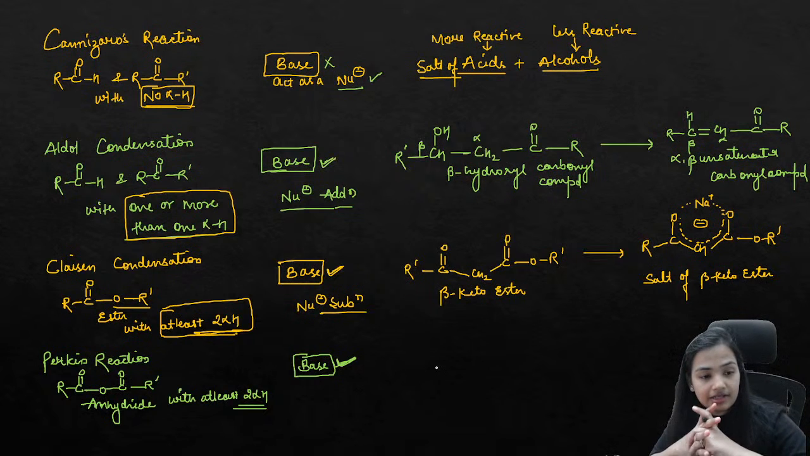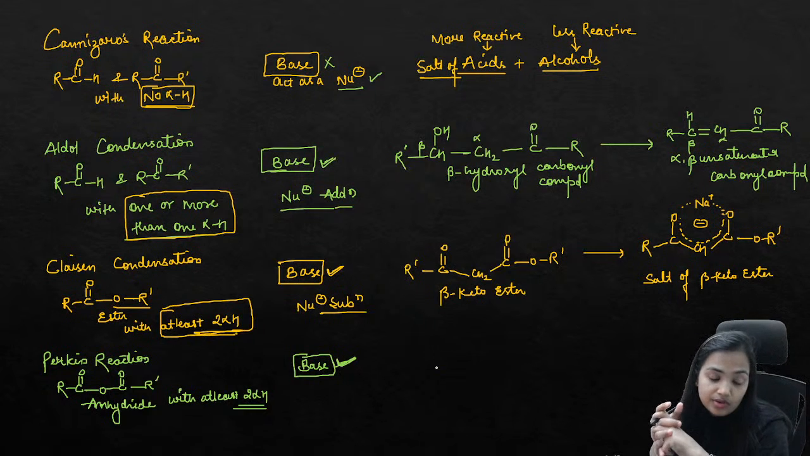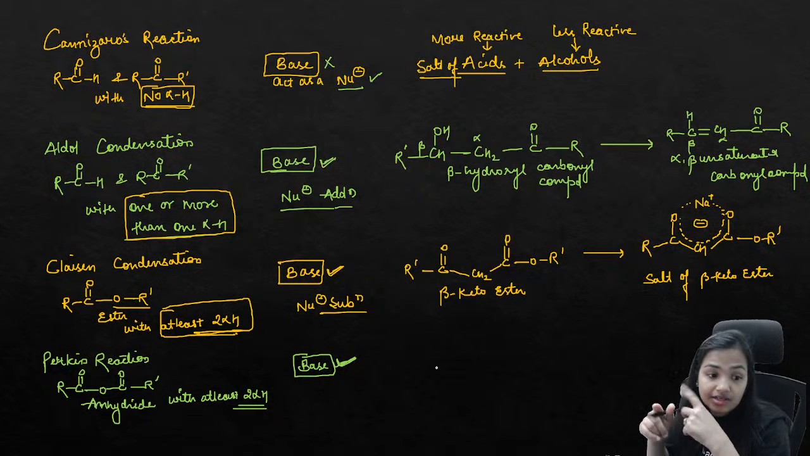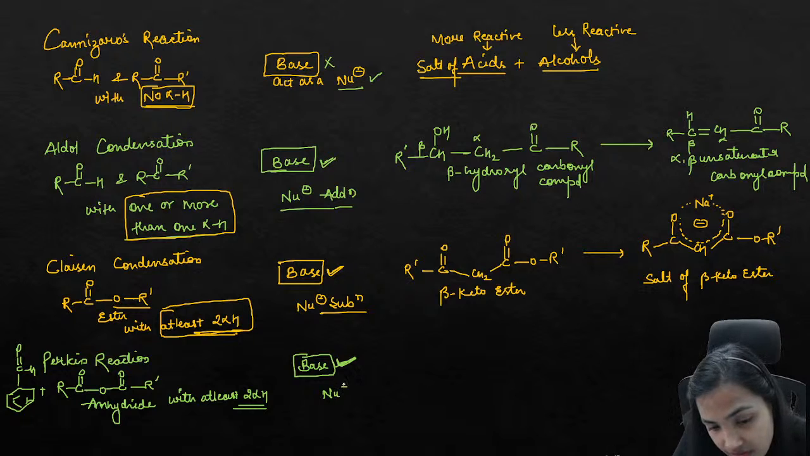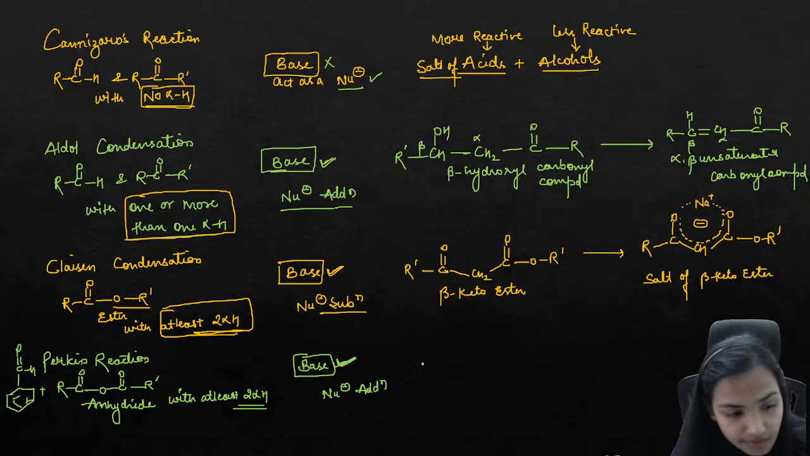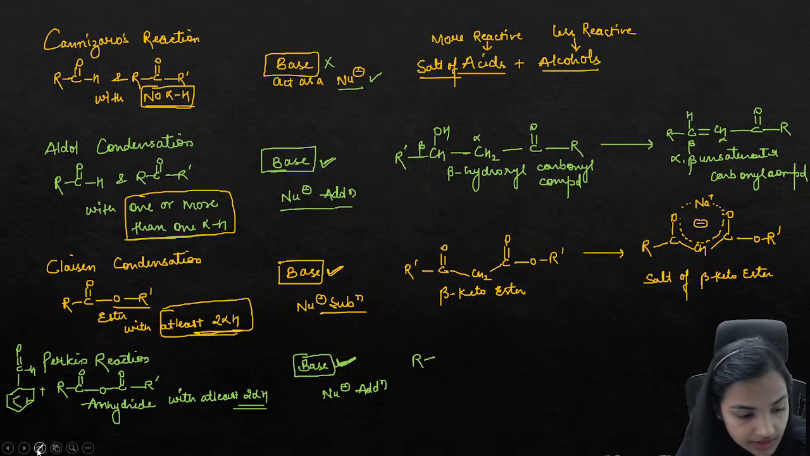We will be getting the beta keto anhydride or beta hydroxyl anhydride. When this attacks any of the species, let's say it is attacking the benzaldehyde, then there is no leaving group. If there is no leaving group, then nucleophilic addition will occur. Nucleophilic addition will occur, and we will be getting the beta hydroxyl.